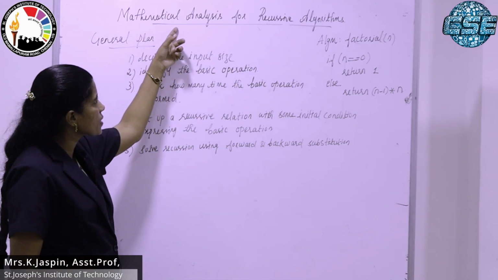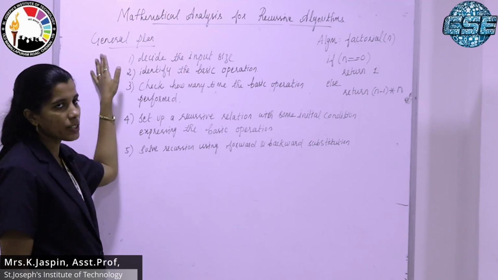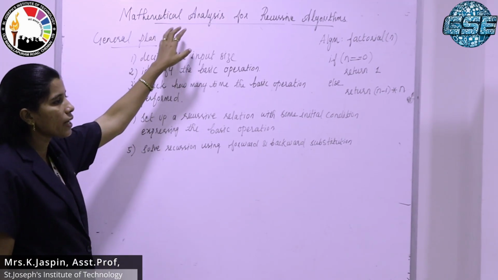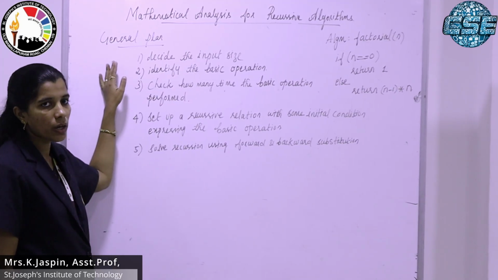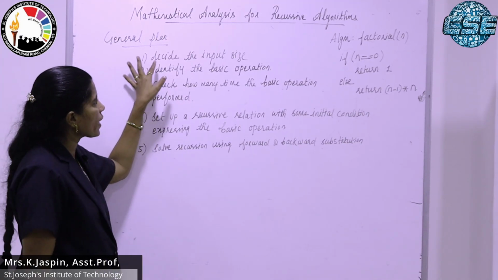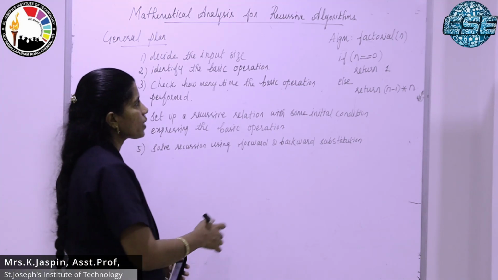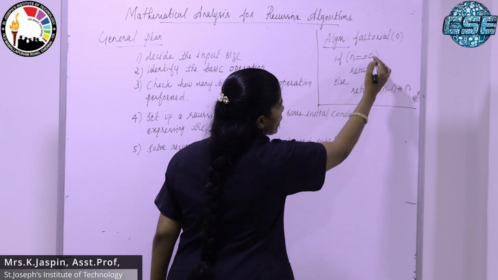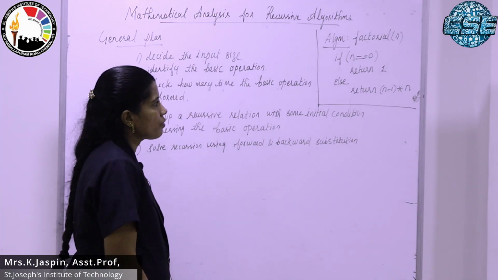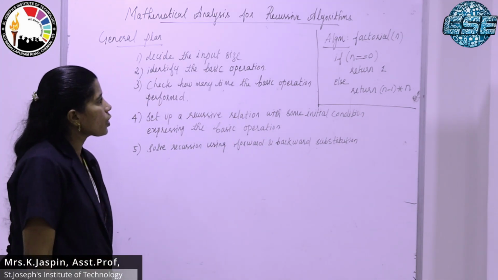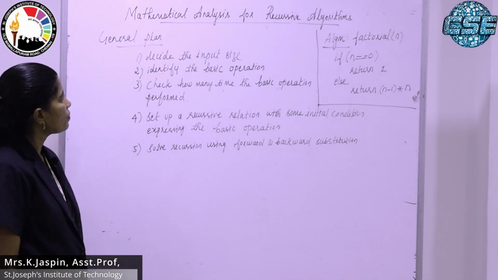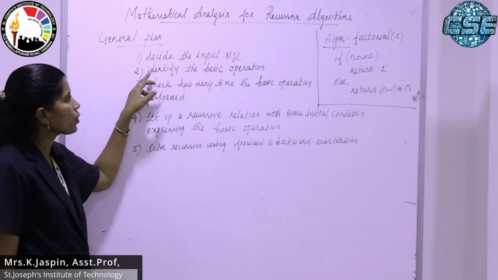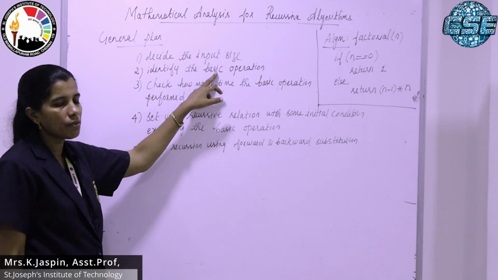We are taking it to analyze the mathematical time complexity. As we know, this is the general plan for mathematically analyzing a recursive algorithm. As a first step, we need to decide the input size. Here we have considered an algorithm as factorial of an element. This is the algorithm. Recursively we are calling the function factorial in order to find the factorial of an element. Here we need to decide the input size. At the next step, we need to identify the basic operation.